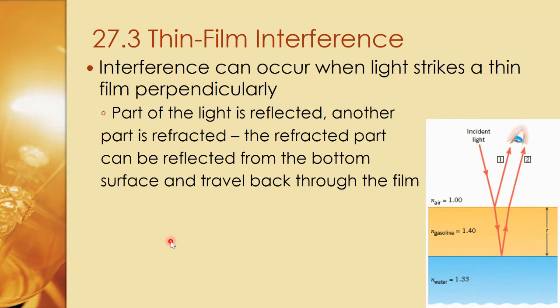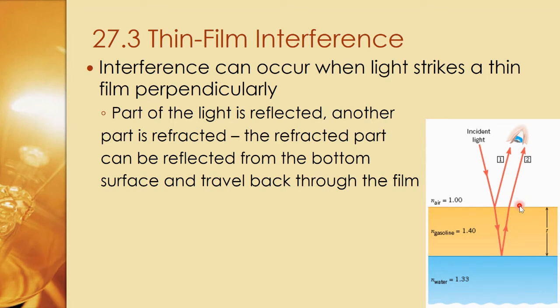All right, then there's also something called thin film interference. A very common example of this is a film of gasoline on the surface of water. Interference can occur when light strikes a thin film perpendicularly. So you have incident light that's coming in. Part of that light is reflected and the other part is refracted, which we've talked about. But that refracted part, which would be this part here, you can see it refracts at a different angle than that incident ray. Part of that can actually be reflected from the bottom layer of that film.